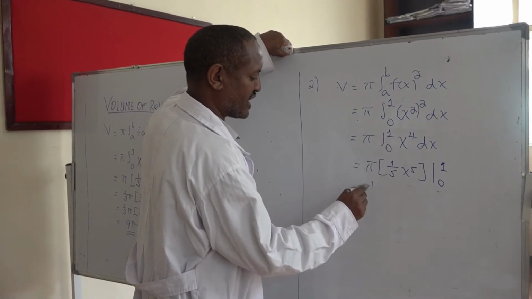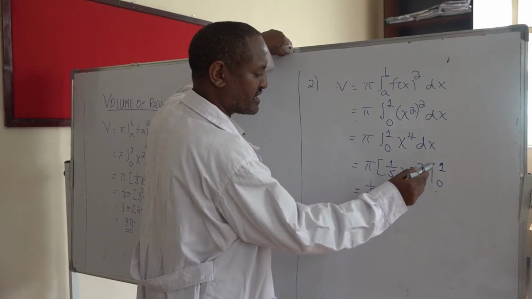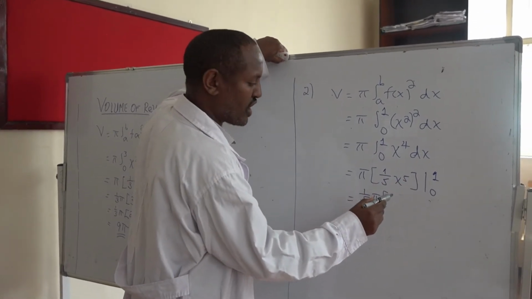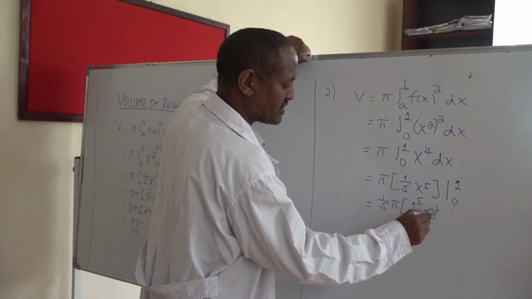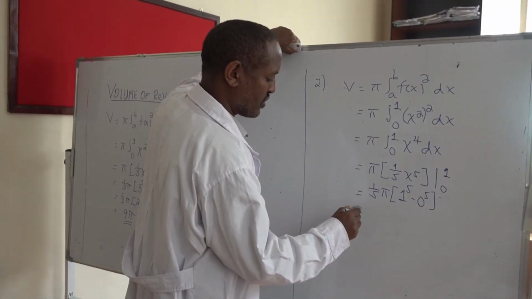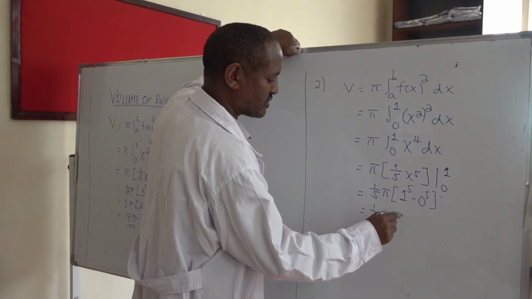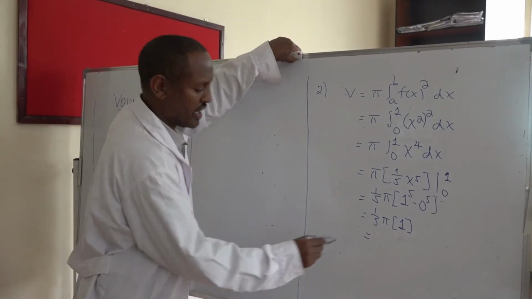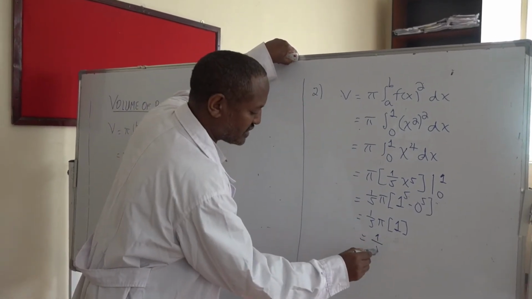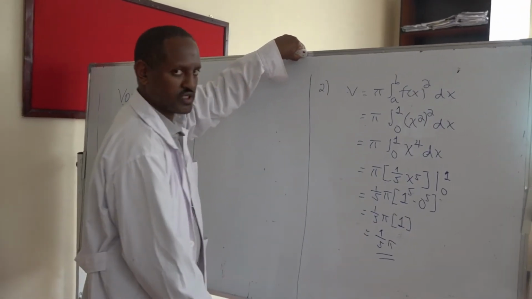1 over 5 pi is a constant, so you have 1 over 5 pi. Now let's evaluate x power 5 from 0 to 1. That is 1 power 5 minus 0 power 5. 1 over 5 pi times, I think the expression within the bracket is 1. And 1 over 5 pi times 1 is 1 over 5 pi. So this is the volume of that solid figure.